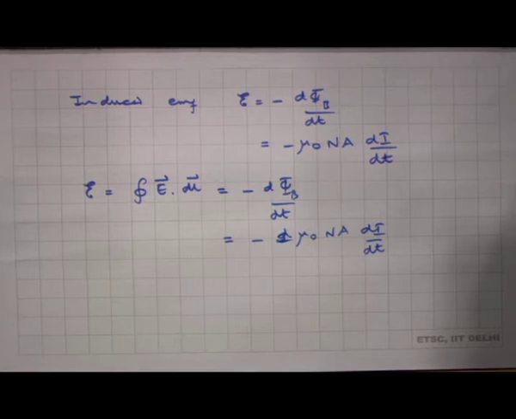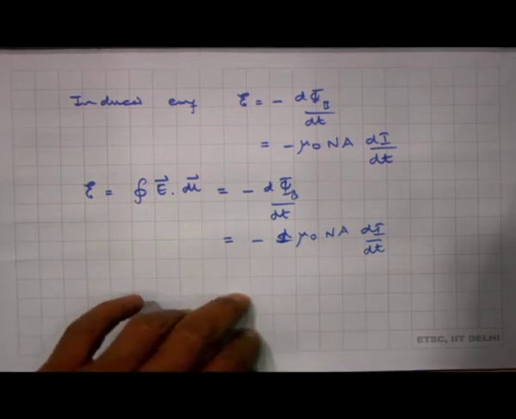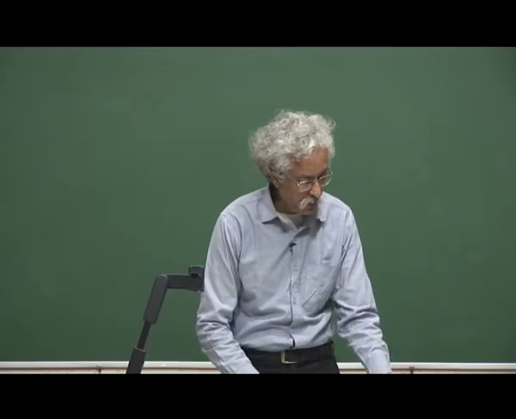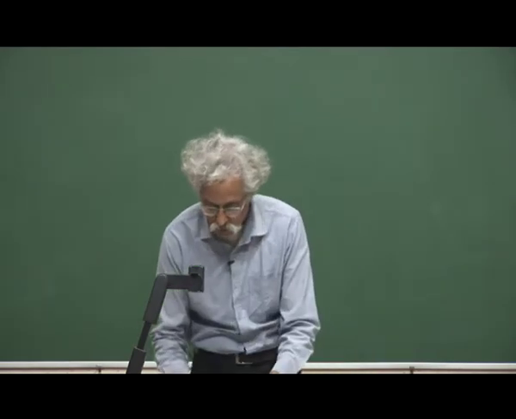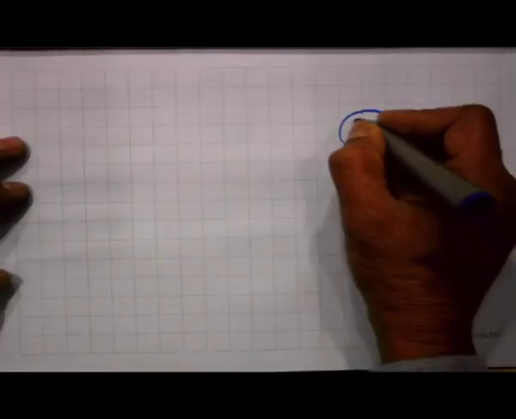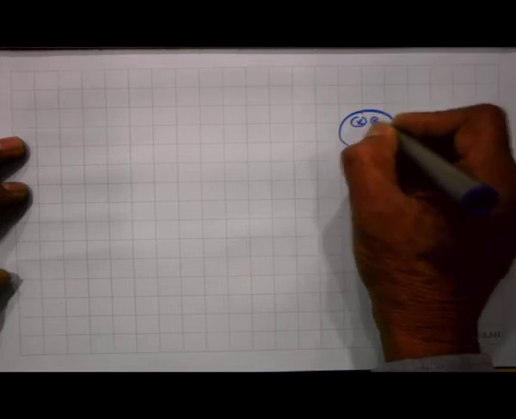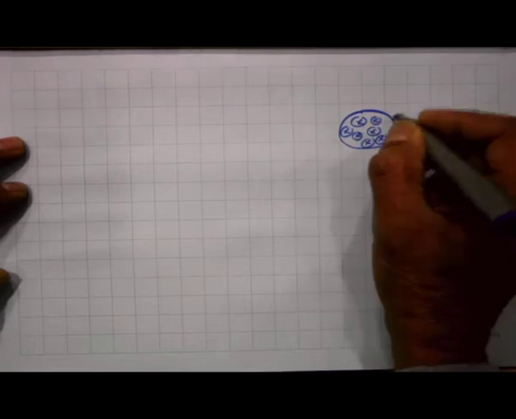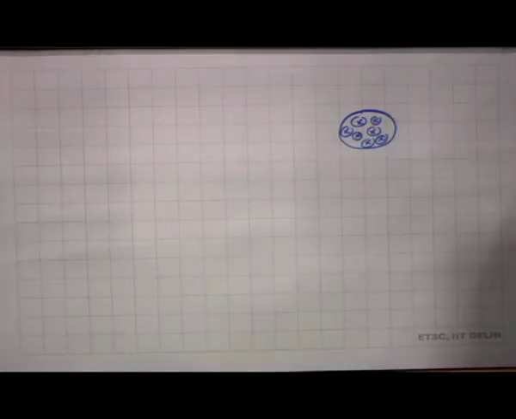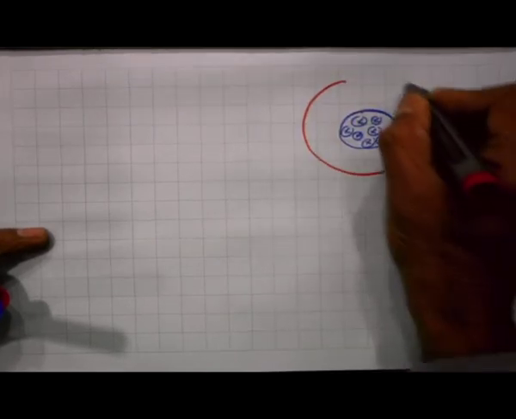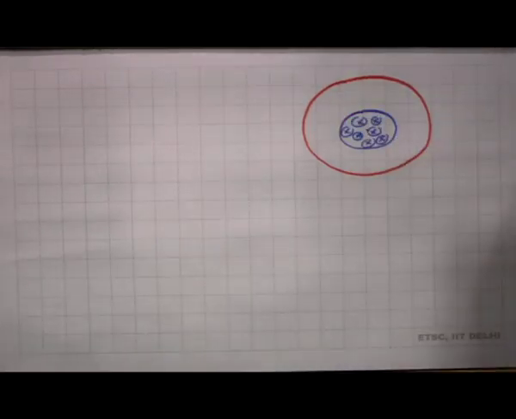Now, let me try to estimate what is the electric field produced by this changing current. So, for this, let me draw the cross section of this figure. So, this is my solenoid, and let me assume that the magnetic field is pointing inwards, uniform magnetic field pointing inwards, and my conducting loop is outside. So, let me draw the conducting loop, concentric with this, that is the conducting loop outside.